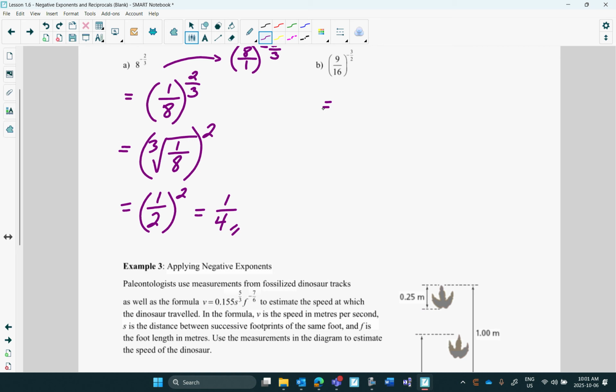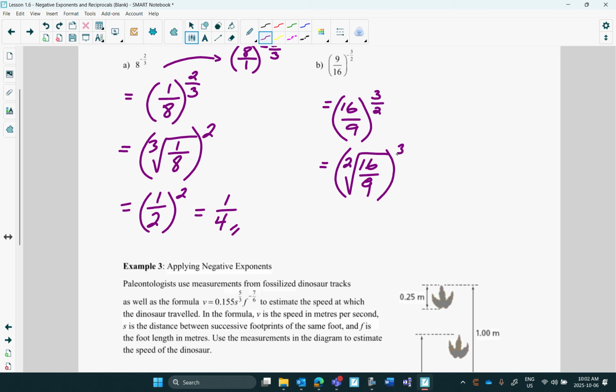This one's already a fraction. How would you write this with a positive exponent? Would you still do the same thing? Flip it. You're going to be 16 and then 9. Yep, exactly. Now we've got to change it to root. What goes here? 2, so it'd be 2, and then it'd be raised to the 3. Good.